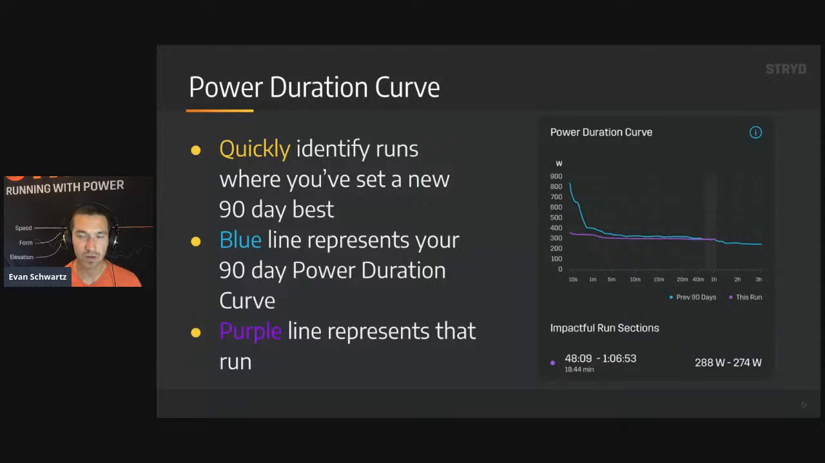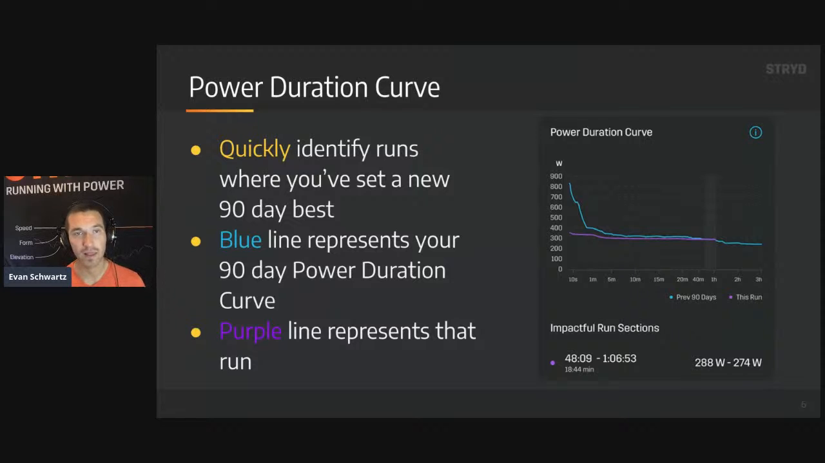And then on the right side, it'll tell you the wattage for each of those durations. So we can see here on this example that the impactful run section was from 48 minutes and 9 seconds to 1 hour, 6 minutes and 53 seconds. That's an elapsed time of 18 minutes and 44 seconds. And the range was from 288 watts down to 274 watts. So this is a great simple summary for you to be able to understand where each specific section of that run impacted your power duration curve.